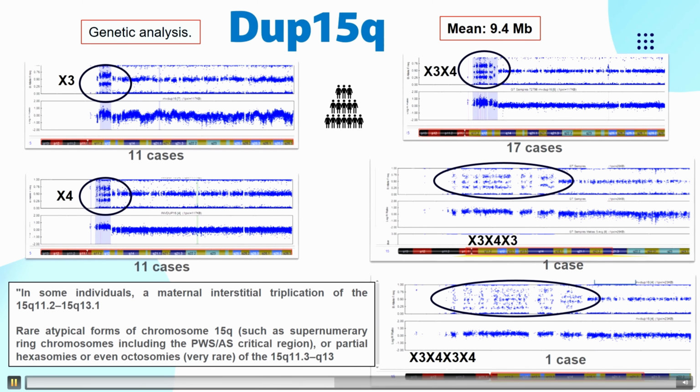What are the results from the arrays? We have duplications, triplications, and also more complex rearrangements. And in two of the cases there are very rare results, including partial trisomies or even tetrasomies.